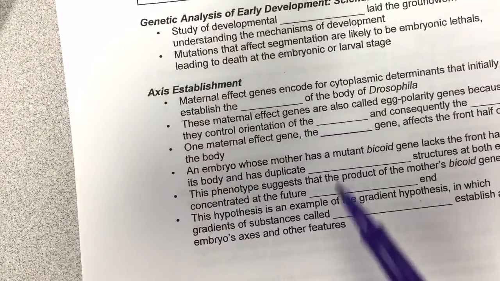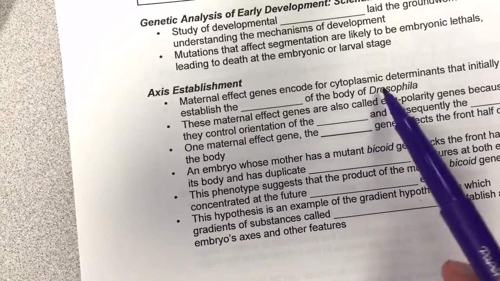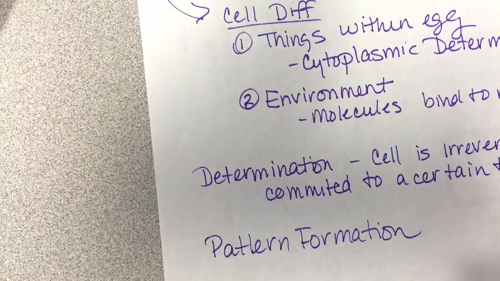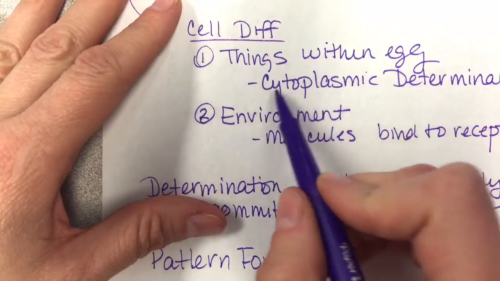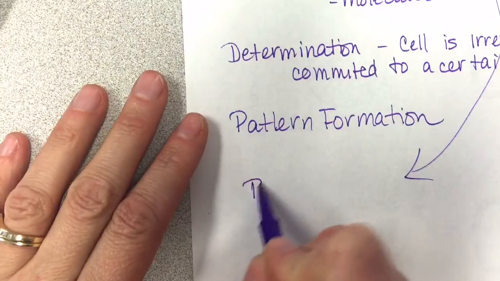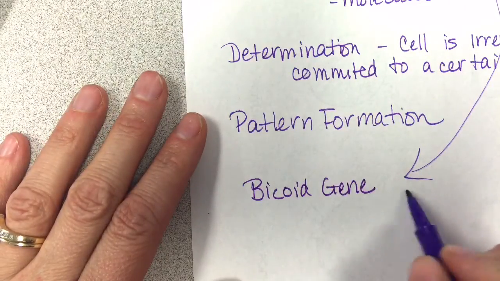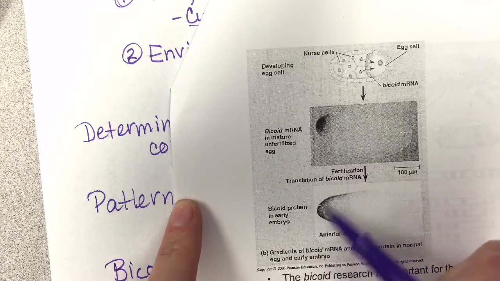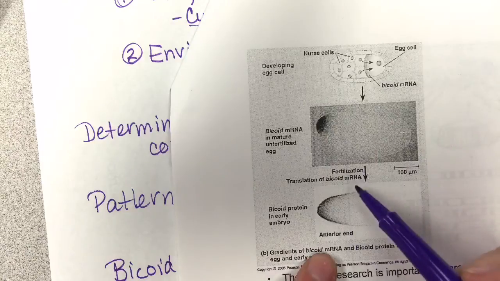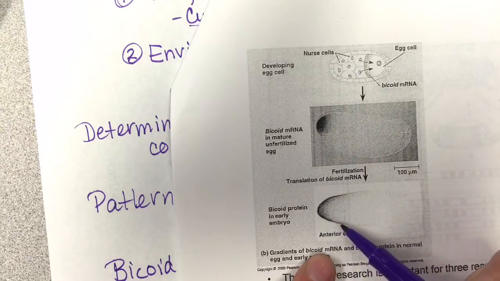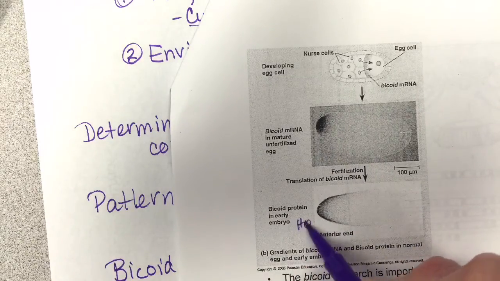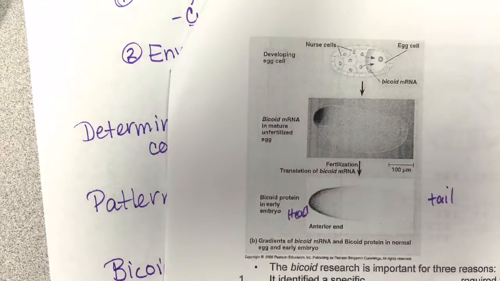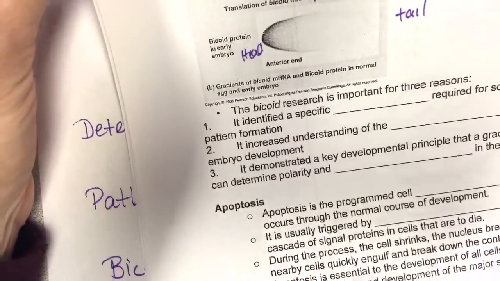And so one example of a maternal effect gene that encodes for cytoplasmic determinants is the bicoid gene. So the bicoid gene codes for making the bicoid protein. And remember this picture here, the collection of the bicoid protein. This is the egg cell, and then the egg becomes fertilized, so here's fertilization, and you have the bicoid protein in one side of the egg cell, and then not in the other side, so this side will become the head, this will become the tail, and so it's where these proteins are. All right, and so that also helps with determining the head and tail axis.